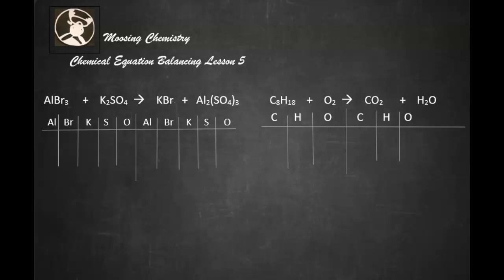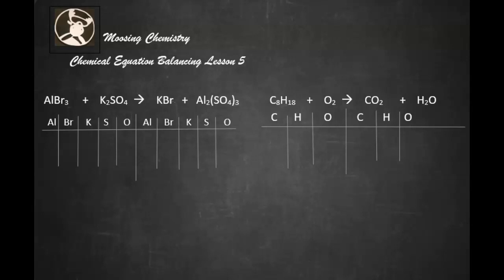This is chemical equation balancing lesson number 5. Okay, we have AlBr3 plus K2SO4 yields KBr plus Al2(SO4)3. All right, let's see. So let's go ahead and figure out what we have here.